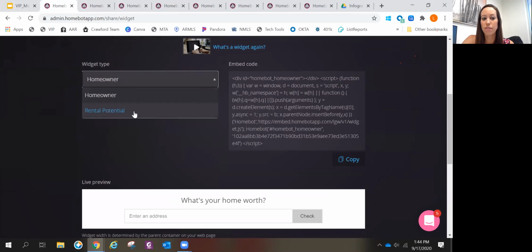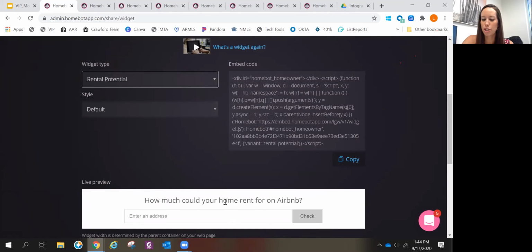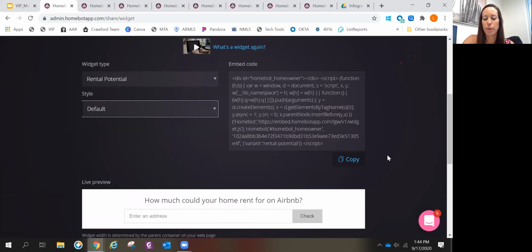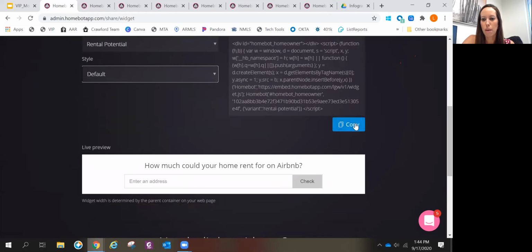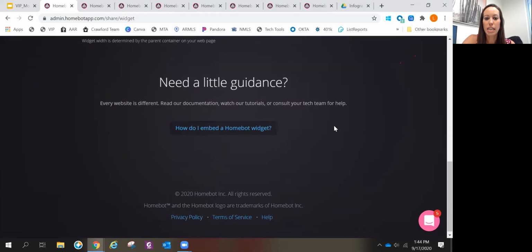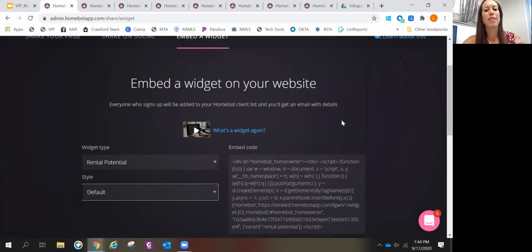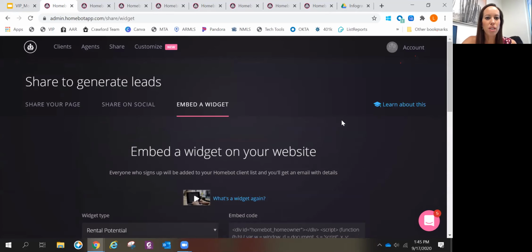It also gives a rental potential button. How much could your home rent for on Airbnb? And then there's two sizes, default or compact, for visually what it would look like. It allows you to copy the code. And then if you need help, there's step-by-step instructions on how to put that widget into your email signature or to your website. So that's another really, really great tool.